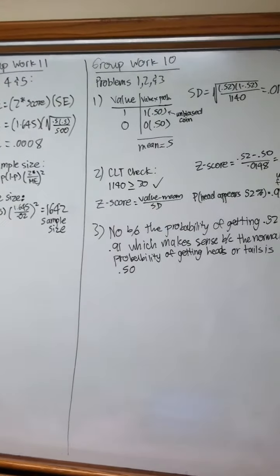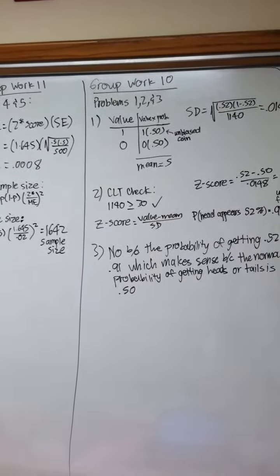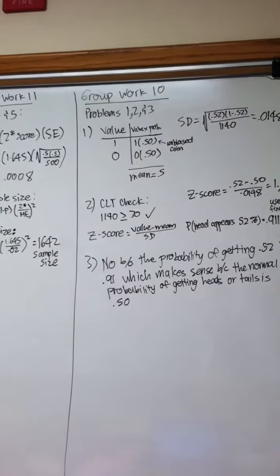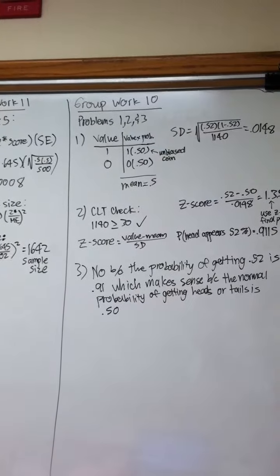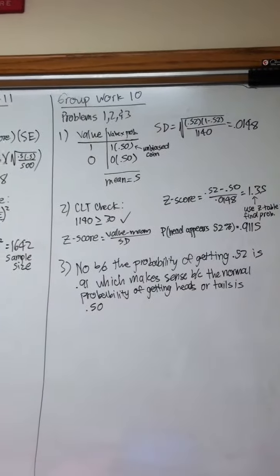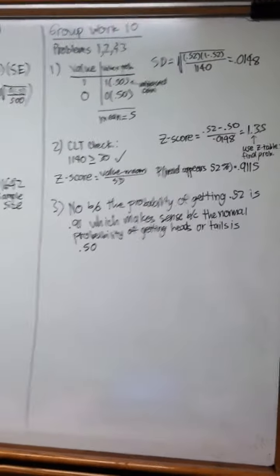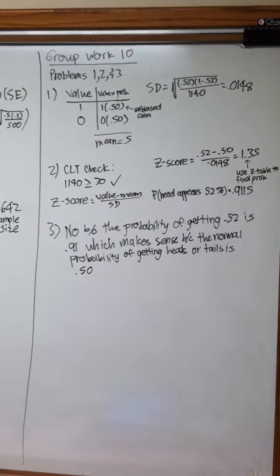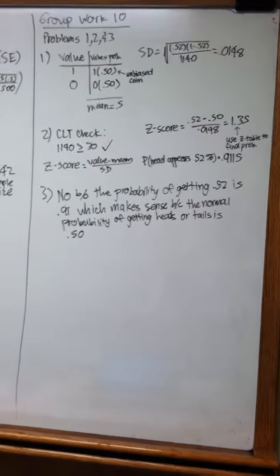So we move on to question 2, and it asks, assuming unbiased coin flips, what is the probability that heads would appear at least 52% of the time in 1,140 tosses? Why can we use the central limit theorem to approximate this probability? Well, we can use the central limit theorem because our sample size is greater than or equal to 30. So the CLT checks out.